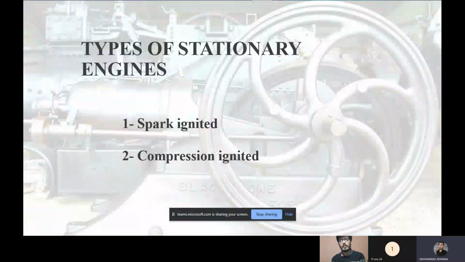Now there are two types of stationary engine. Number one is spark ignited and number two is compression ignited. Spark ignited engines have a spark plug, which is used for the ignition of the air-fuel mixture. And the second one is compression ignited, where the fuel is ignited using compression.